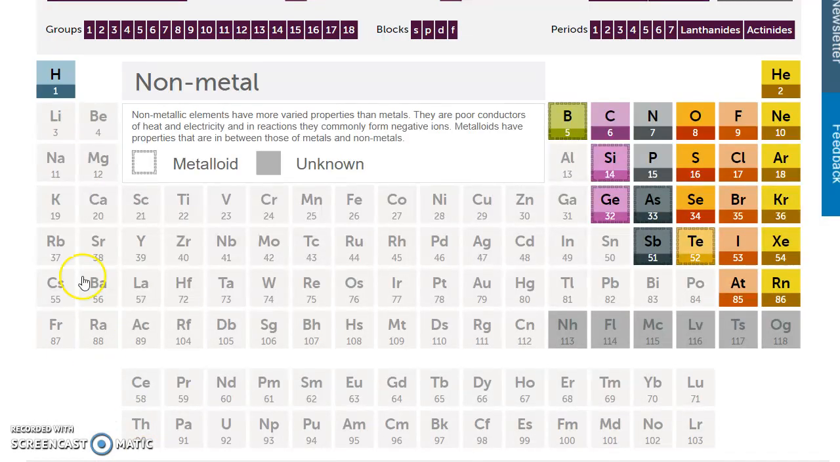Basically what you need to know is that as we move across the periods, they are ordered by their proton number, or the number of protons that are in their nucleus. So you can see hydrogen has 1 proton, helium has 2, then lithium 3, beryllium 4, boron 5, carbon 6, and so on and so on.